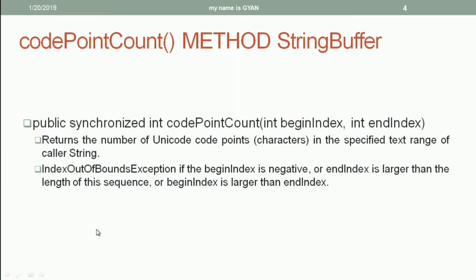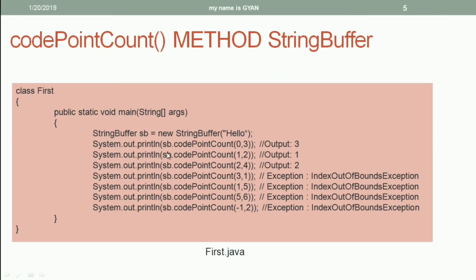All the rules of the codePointCount method are the same in all these three classes, in the String class, in the StringBuffer class and in the StringBuilder class. This is the same code as the previous one with only one change. In the first statement of the method main, we are using the StringBuffer class instead of the String class. Rest of all the statements are the same and all the outputs are also the same. The code will work the same if you use the StringBuilder class instead of the StringBuffer class. In that case also it will work the same and give the same output.